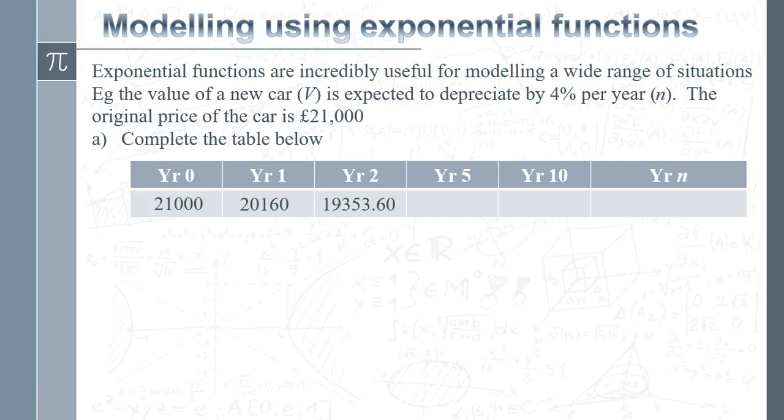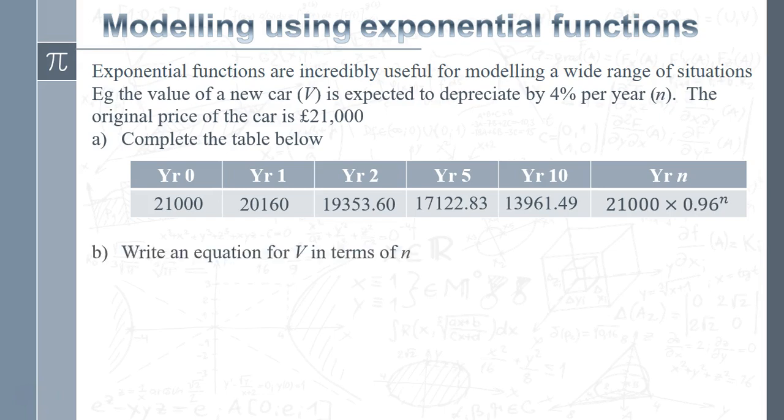Hopefully you're familiar with this kind of situation, you'll have seen it at GCSE. So now for year 5, it's going to be 21,000 times 0.96 to the power 5, 21,000 times 0.96 to the power 10, and for the nth year we've effectively got that. Write an equation for v in terms of n. We've pretty much already done that, it's there in our final column in the table. There's our depreciation formula. Again, it's something you will be familiar with from GCSE, but it's just putting it into the context of exponentials.